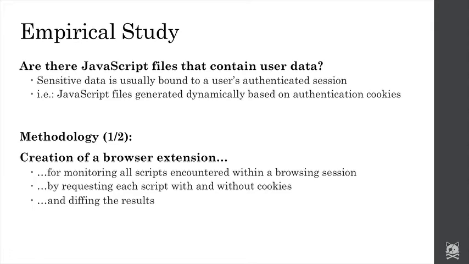And the browser extension is capable of detecting these scripts. It does so by investigating and monitoring all the scripts that we find in a browsing session, and then it would request each script 2 times, once with session cookies attached to it, and once without session cookies attached to it. And then we simply diffed the files. If there's a difference in the files between authenticated and non-authenticated context, there must be some kind of dynamic generation of this JavaScript. So this extension is basically hinting us to potential candidates of scripts that might be dynamically generated and might have some data in there.